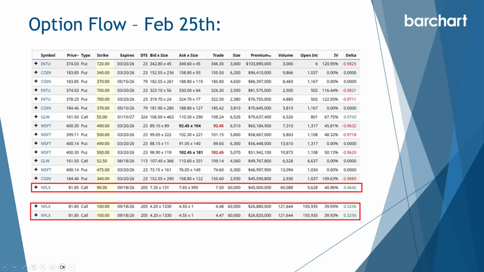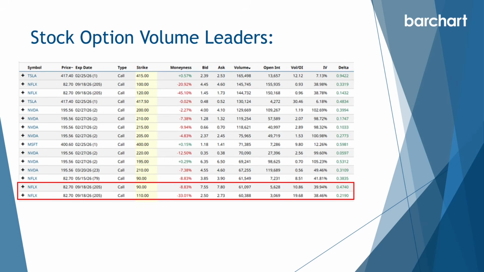We can also see, in particular with the 90 strike call option, the volume was massive in comparison to the open interest. And we can see that again here in the volume to open interest column on the stock option volume leaders screen. It was a very high value for both of these trades on those strikes. So we've got high volume relative to the open interest. That indicates new positions were being built and established, not just day traded. So every signal that we were looking at was pointing in the same direction.